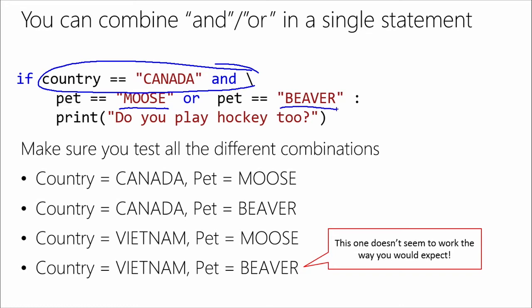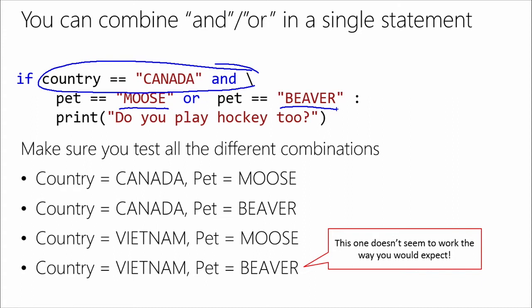If you like moose or if you like beaver, cool. We're going to go ahead and say, hey, do you play hockey as well? Because we're assuming there's some level of stereotype. If you're a Canadian and you have a pet moose or beaver, man, you're a stereotypical Canadian. You must love your hockey team. Absolutely. So you're a Canadian and you either have a pet moose or beaver.